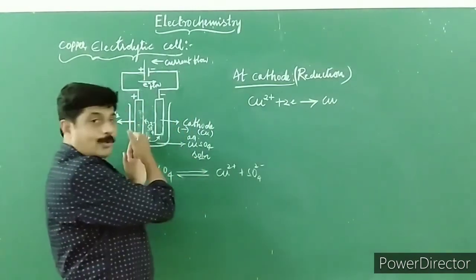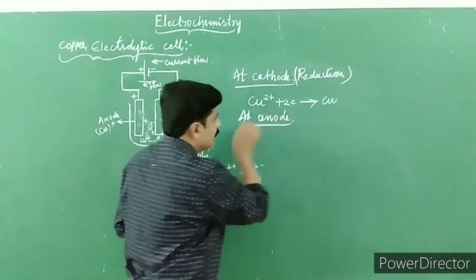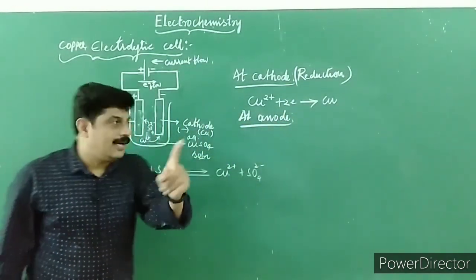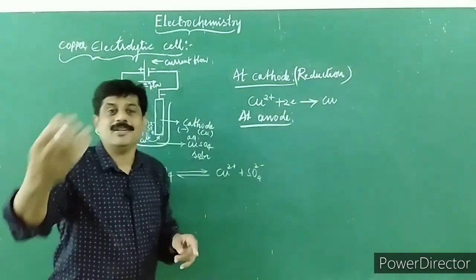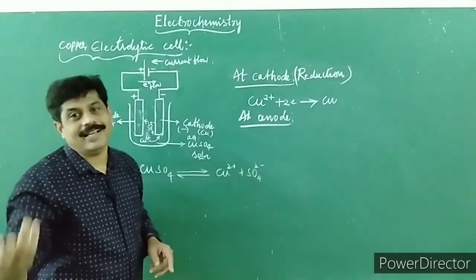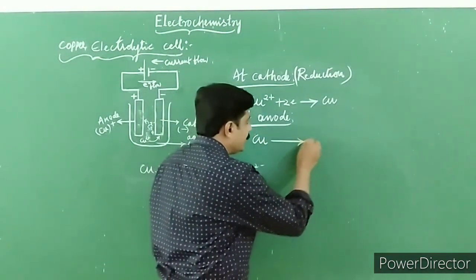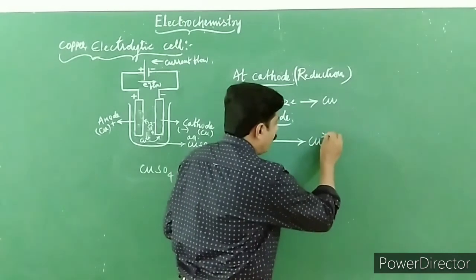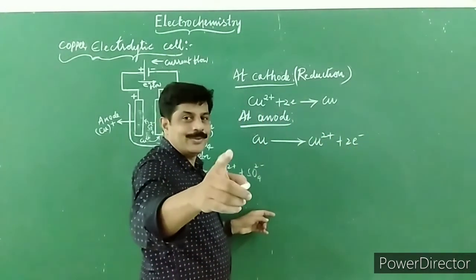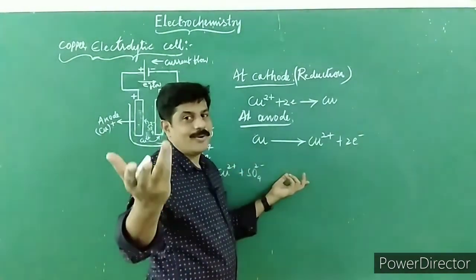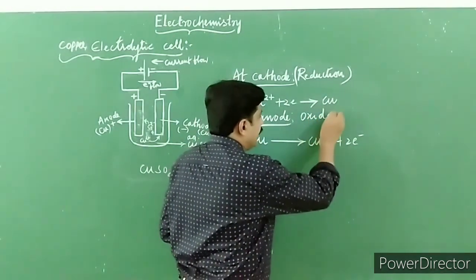Then what happens at anode? Look here. At anode, children, copper is converted into Cu2+ ions by losing electrons. Look here. Copper is getting converted into Cu2+ ions by losing 2 electrons. And you know the loss of electrons is called oxidation. That means oxidation takes place at anode.